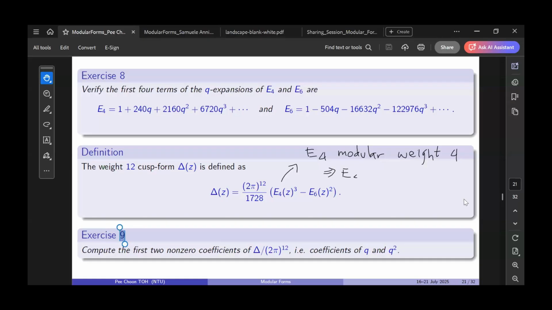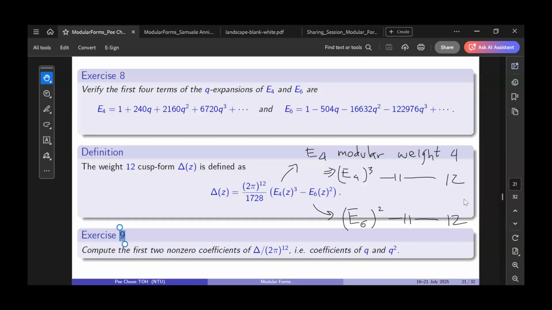So E4 with weight 5. And with the same logic, E6 squared is also a modular function with weight 12.